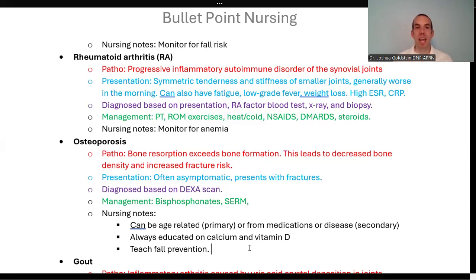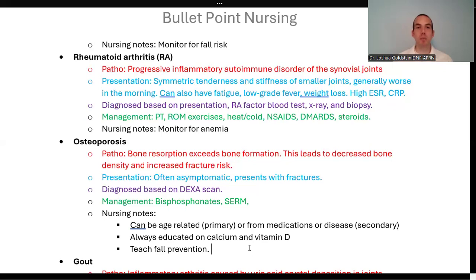They're almost always going to have their labs show a high ESR and a high CRP because those are both inflammatory labs. These are diagnosed based on, we have a test for it. It's the rheumatoid factor blood test. We use that. Plus, we would x-ray the actual joint. And very often we would do a biopsy as well. Sometimes we can diagnose it without that.